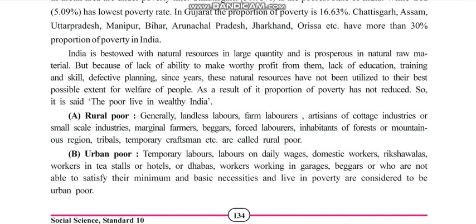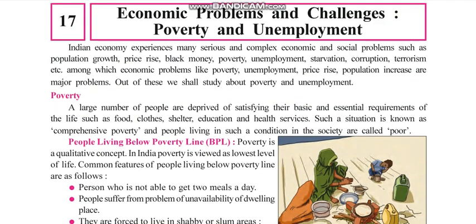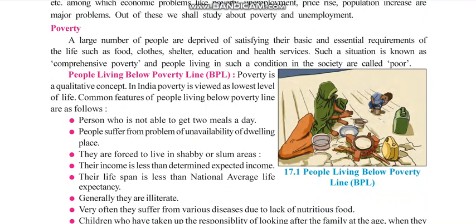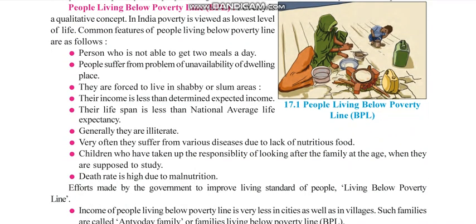This is the third lecture of chapter number 17 of your economics part. In the previous two video lectures, we had seen basically what is poverty. The name of the chapter itself was the economic problems, and in those economic problems, we were especially studying about poverty and unemployment. So we had studied what is poverty. We also saw what is BPL, that is below poverty line, and we also saw the features of people living below poverty line.